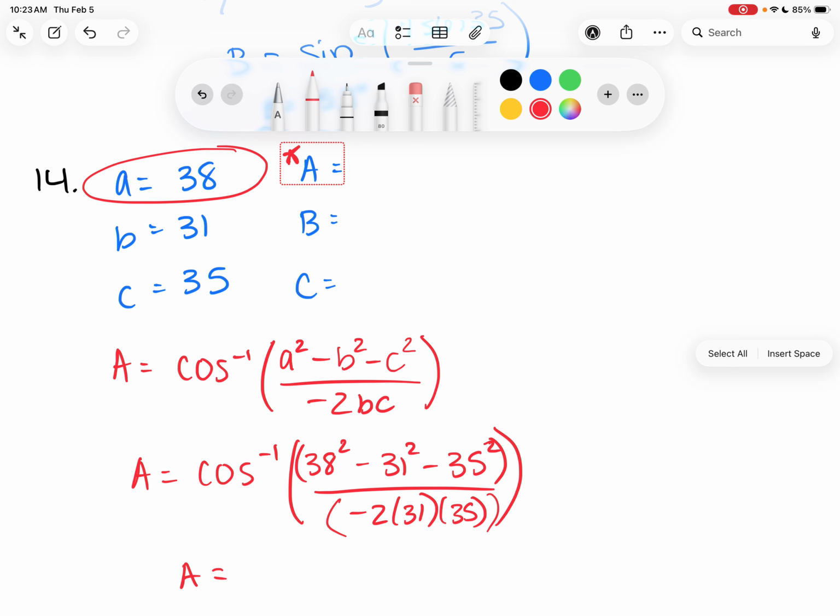And then I've got 38 squared minus 31 squared minus 35 squared. Then I don't need all the parentheses on the bottom. Make sure you use the negative sign at the bottom under the 3 and not the minus sign. 2 times 31 times 35. Close that off so it should look something like that. And then it's going to give you your value. We're always going to go to the nearest whole number like we did with the last section. So it should be 70 degrees.